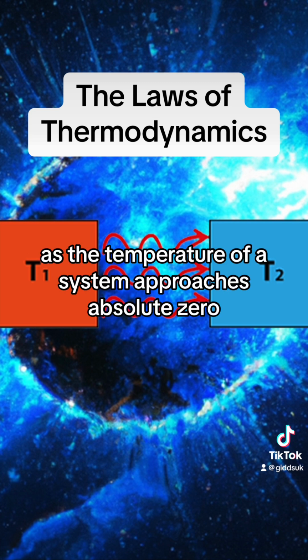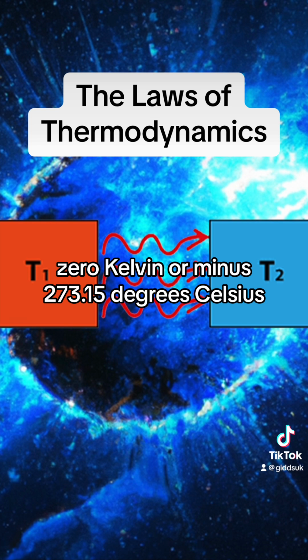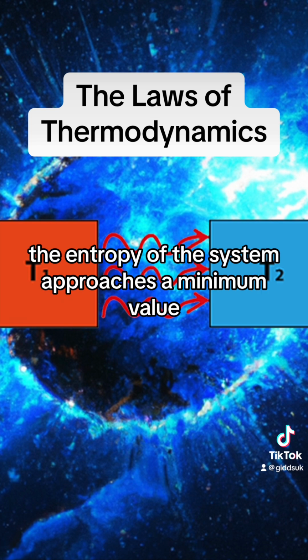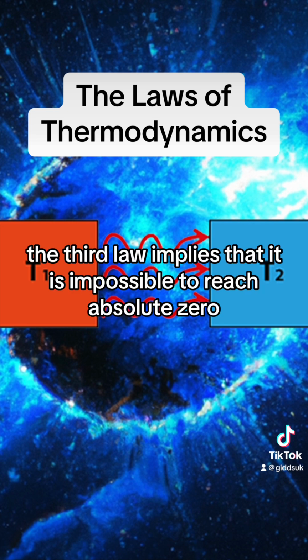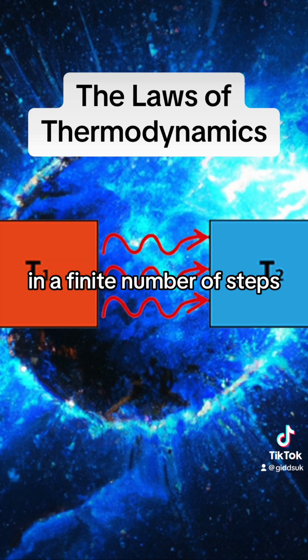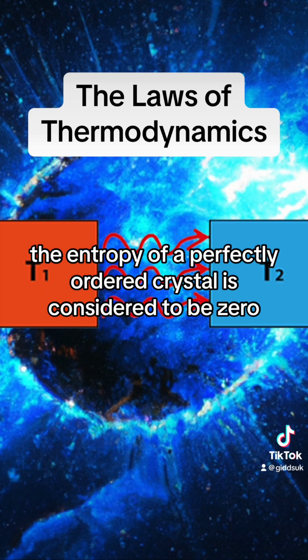As the temperature of a system approaches absolute zero, 0 Kelvin or minus 273.15 degrees Celsius, the entropy of the system approaches a minimum value. The third law implies that it is impossible to reach absolute zero in a finite number of steps. At absolute zero, the entropy of a perfectly ordered crystal is considered to be zero.